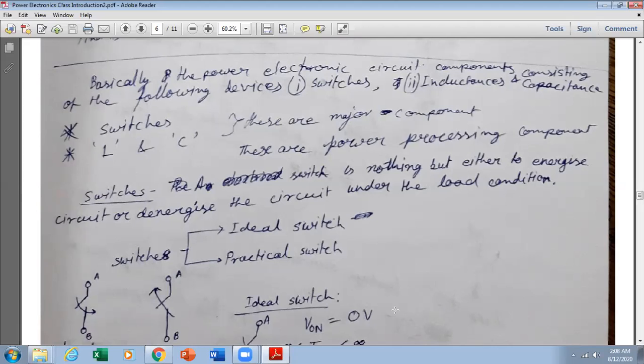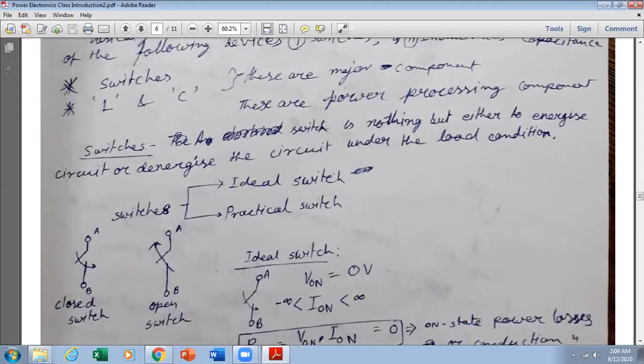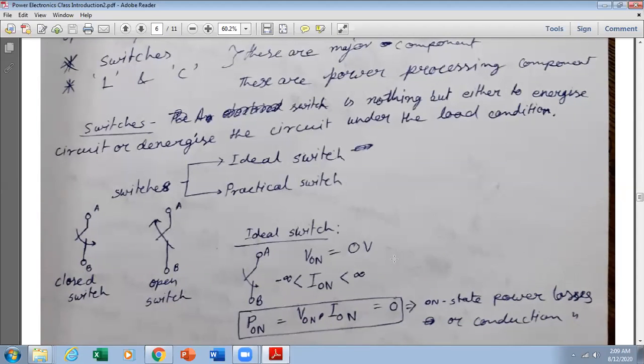Now the power electronic devices are all power processing units. They do not increase the power. Amplification is not here. Here only power is processed. These are the power processing units. Now the switches are to energize the circuit or de-energize the circuit. That is, when the switch is closed, it will energize. When it is open, it will be de-energized.